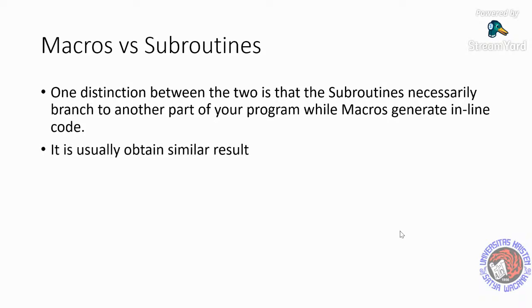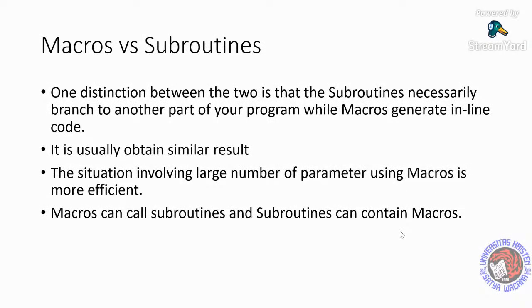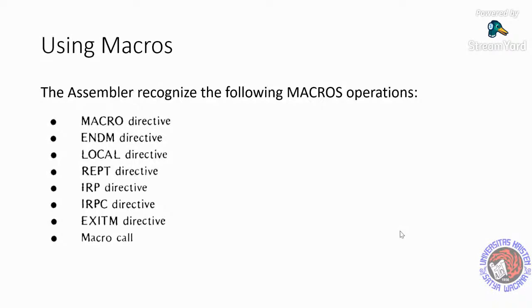So it usually obtains a similar result. Yes, of course, because you can do the branching activity using the normal call and return, right? But in a macro, you simply create a function and then call the macro without worrying about the branching activity. A macro can contain subroutines and a subroutine can contain macros. So this is the assembler instruction for using macros: macro directive, ENDM directive, local directive, REPT directive, and so on and so forth.